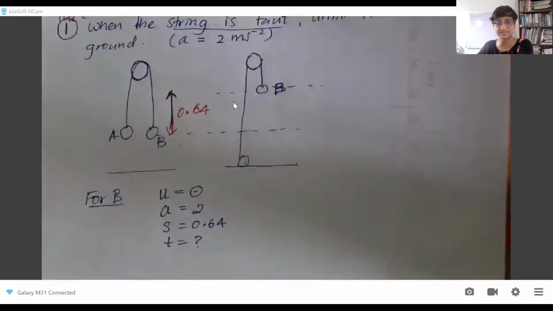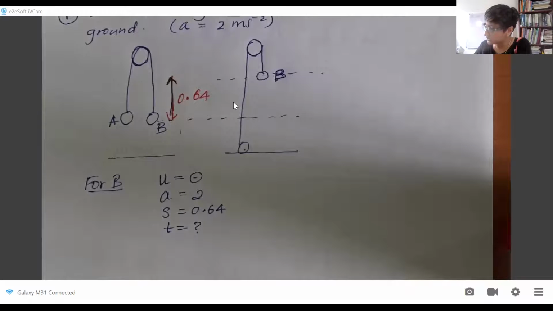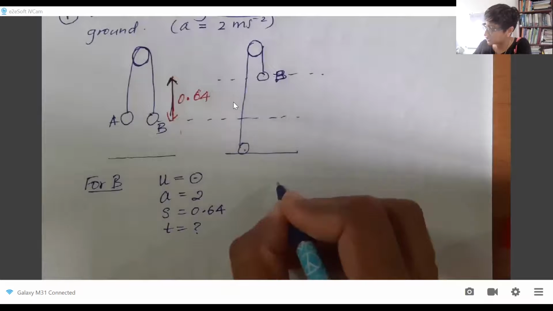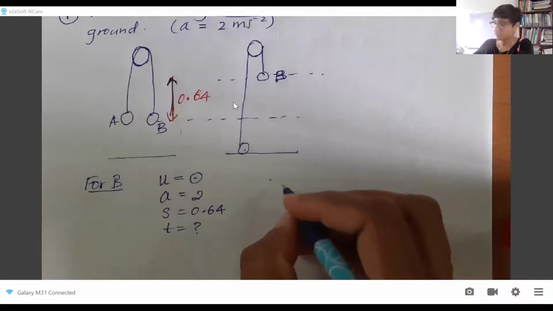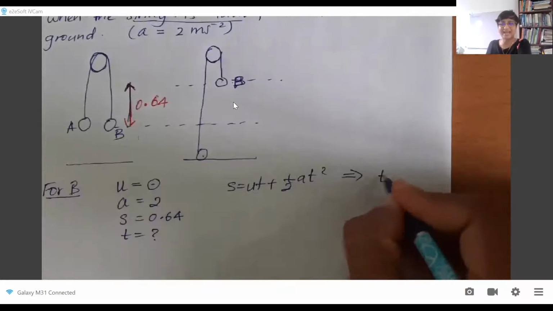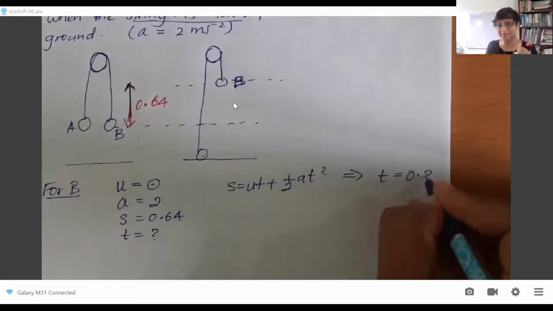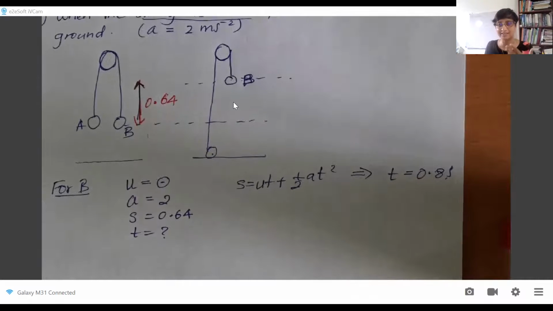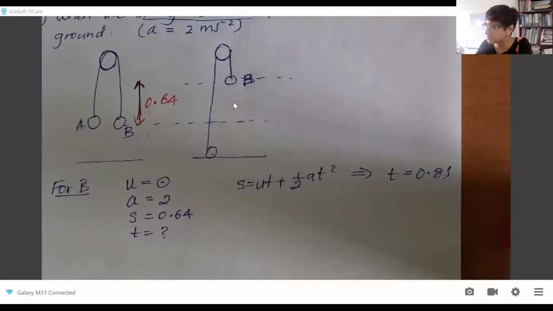Okay, and that's what Nathan has given me. What do you use? S equals ut plus half at squared, so I will not do it. You find that time is 0.8 seconds. So 0.8 seconds has passed by. There is how much more left for us to find the distance that B travels? 0.2 seconds more to complete 1 second. Okay, so by this time 0.8 seconds has gone.